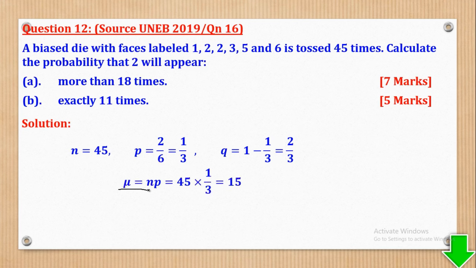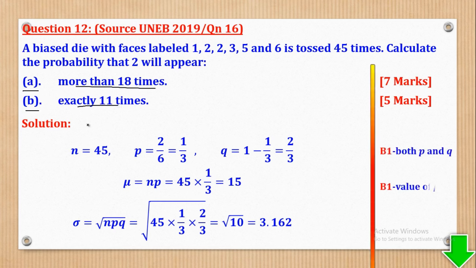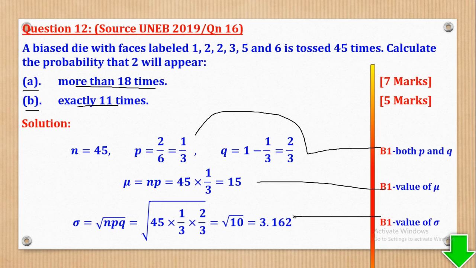Therefore, mean will be equal to np, which gives you 15, and standard deviation will be square root of 10, which gives you 3.162. Now that we know the mean and standard deviation, we can go ahead and answer the questions required. A is more than 18 times, meaning x greater than 18, and B is exactly 11 times, meaning x equal to 11. So before we go to the next slide, let's see how much can be awarded for this. B1 for getting p and q, and B1 for the value of mean, and B1 for the value of standard deviation.